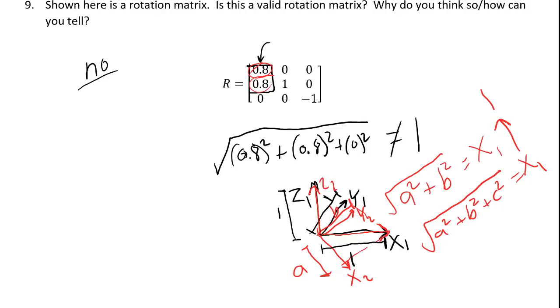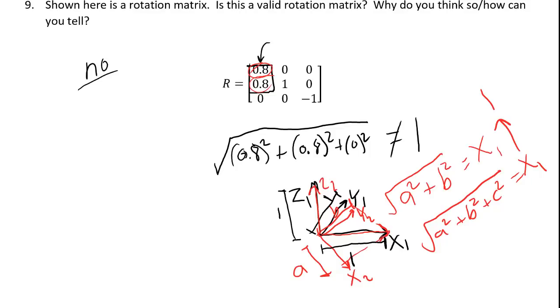Another way you could have said that this rotation matrix is not valid would be to say that one of these two numbers has to be the sine and the other has to be the cosine of an angle. And there is no angle theta that would give you 0.8 as the sine and 0.8 as the cosine also, when the length of the vector is 1. So you could have said there is no angle that makes this true.